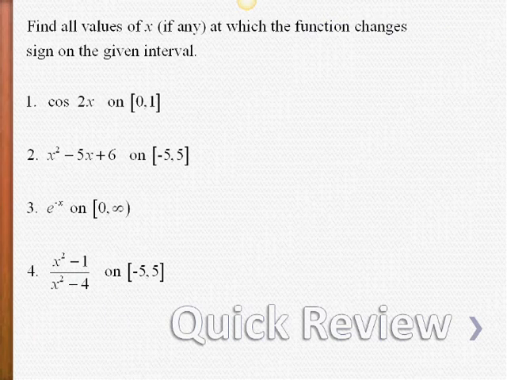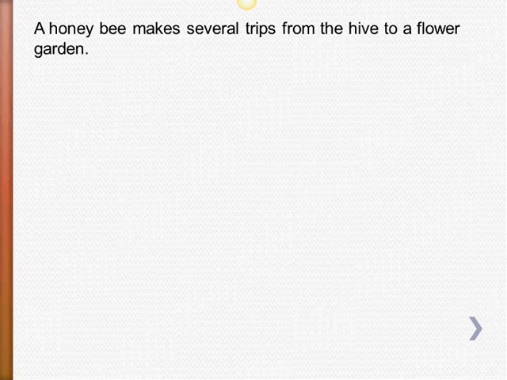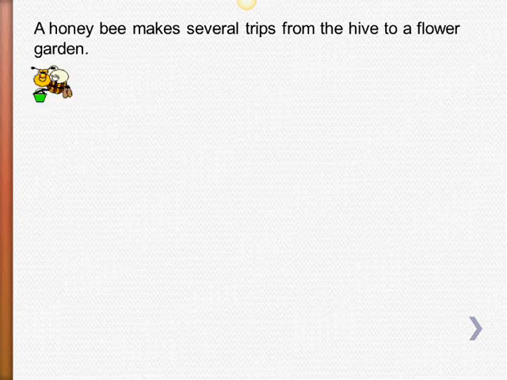7.1, the title is The Integral as Net Change, and I have here a quick quiz for you also for 7.1. You are asked to find all the values of x at which the function changes sign on the given interval. We're going to go over some things that will be a review for you, but that's always good anyway. So we have the situation where a honeybee makes several trips from the hive to a flower garden.